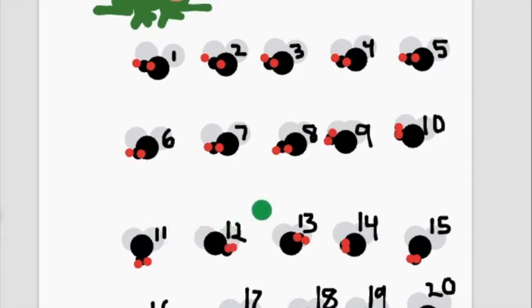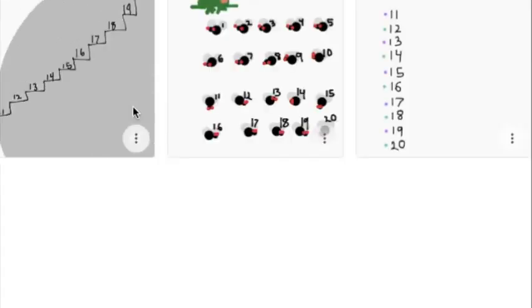Gulp. One more than 12 is 13. Gulp. One more than 13 is 14. Gulp. One more than 14 is 15. Gulp. One more than 15 is 16. Gulp. One more than 16 is 17. Gulp. One more than 17 is 18. Gulp. One more than 18 is 19. Gulp. One more than 19 is 20. Gulp, gulp, gulp. What a hungry, hungry frog. They ate so many delicious flies.